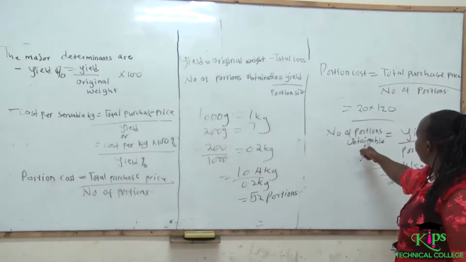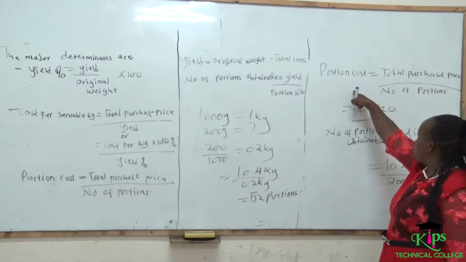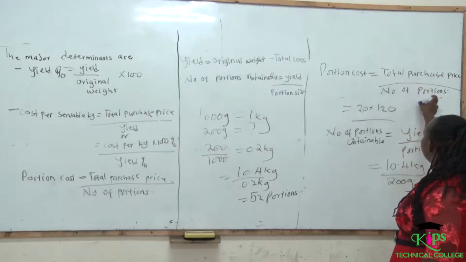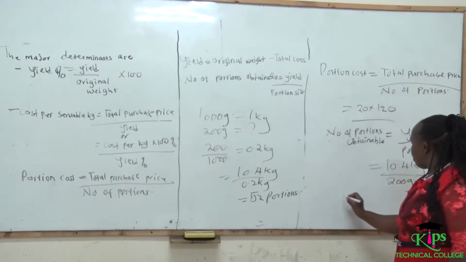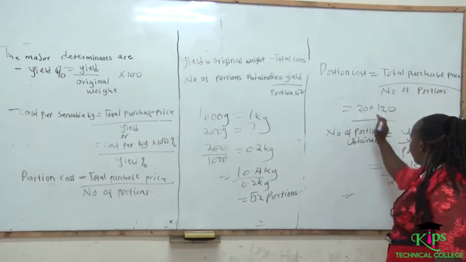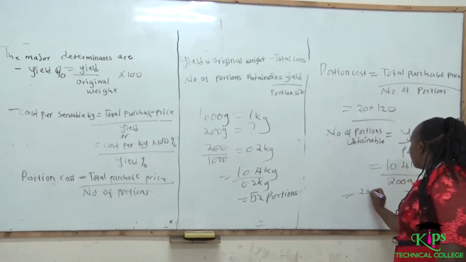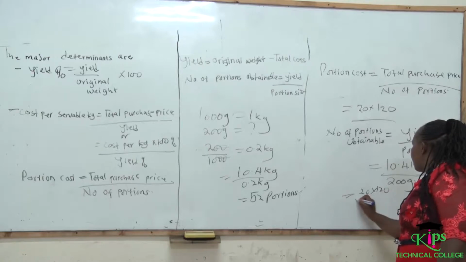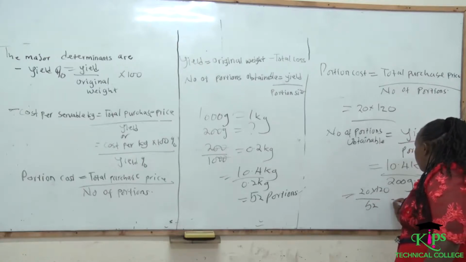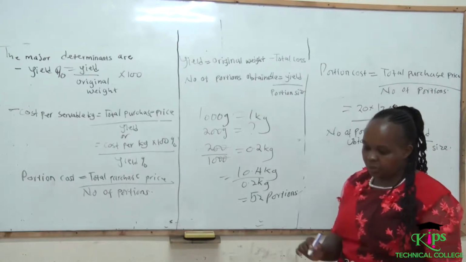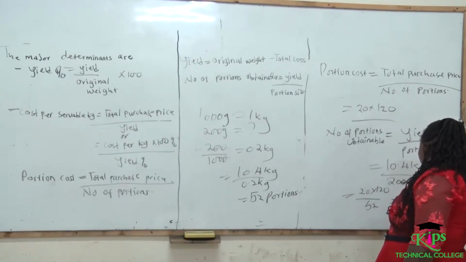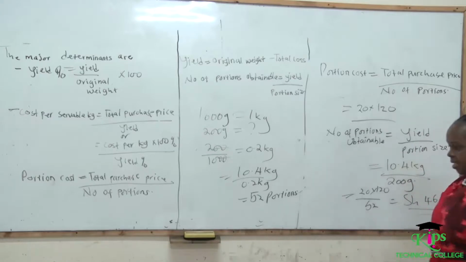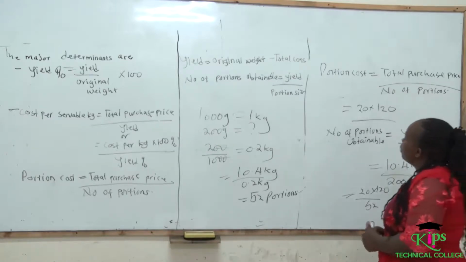And we are calculating portion cost, which I have said is the total purchase price divided by number of portions. So it will be 20 multiplied by 120 divided by the number of portions. When you calculate, you are going to get 46.15 shillings. That is the answer, and that is the portion cost.